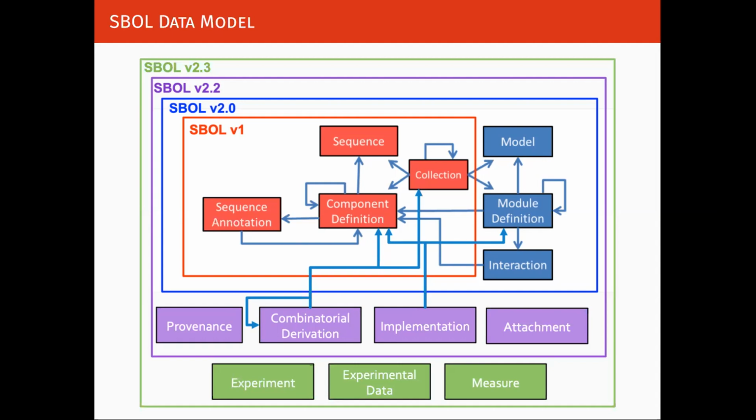I'm sorry, is someone maybe a little closer to the microphone repeat his question? Sure. So there's a two-way relationship between component definition and sequence annotation. But between the sequence and component definition, it's just one way. So basically, sequence doesn't care what component has that sequence. So what made this decision?